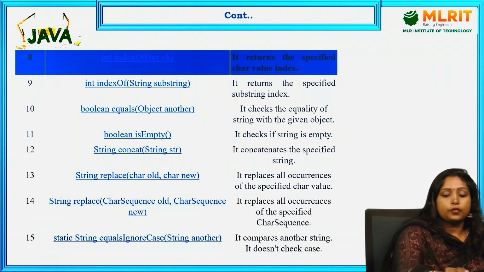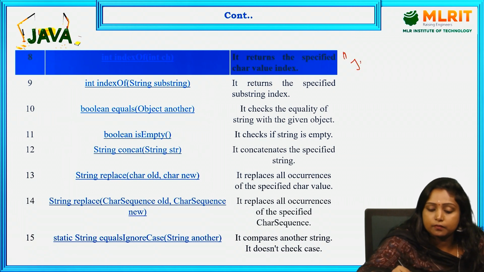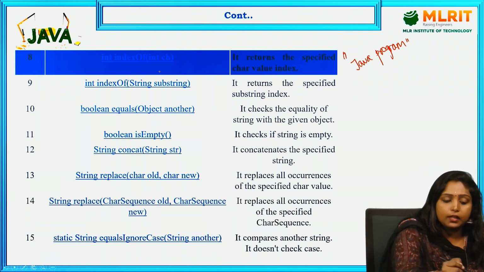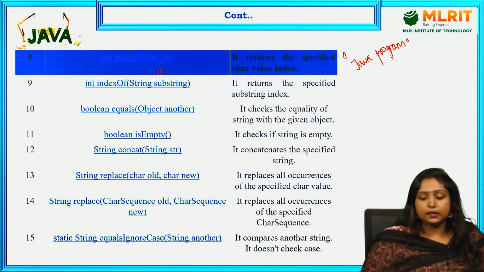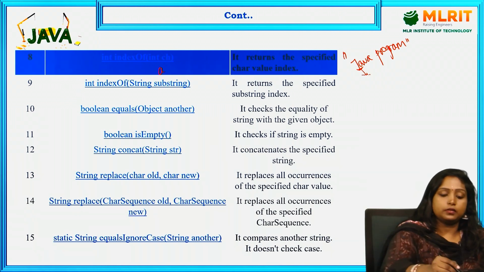And indexOf a character. For example, "Java program" is my string. Here A is present in this string. It will return the first occurrence of A, and it will return you 1.